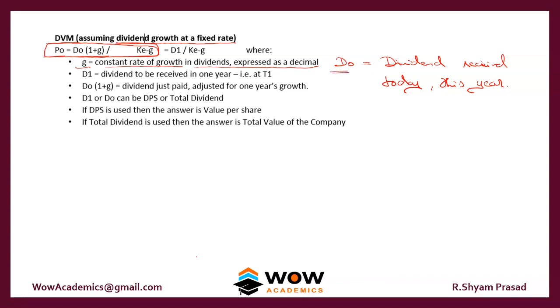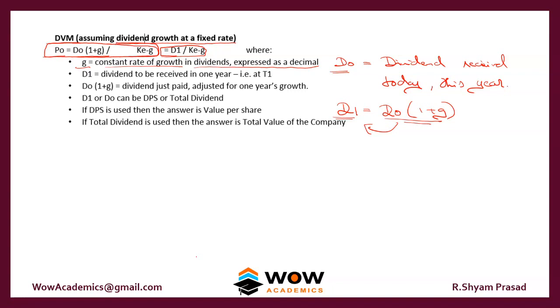And the formula can also be expressed like this: D1 divided by KE minus G. D1 is the next year's dividend. So you take the current year dividend D0, multiply it by 1 plus G, the growth rate in dividend, and you get D1. So your numerator can either be D1 or D0(1 plus G). Either of them is just fine.